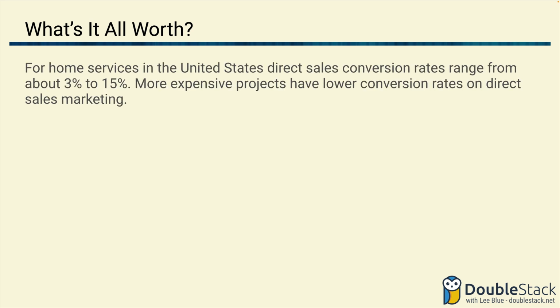So what is all of it worth? For home services in the United States, direct sale conversion rates range from about 3 to 15%. And more expensive projects or more expensive services tend to have lower conversion rates. Less expensive services have higher conversion rates. And so we're talking about custom cabinetry. And what I mean by direct sale conversion rates would be you run an ad to a landing page where the call to action is like, call me right now to buy something. And so I'm going to say with conversion rate targets and this particular type of custom cabinetry, our direct sales conversion rate is probably going to be about 5%. That's at least going to be my target.